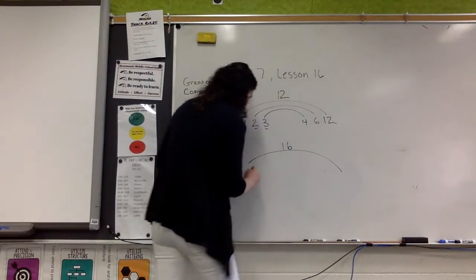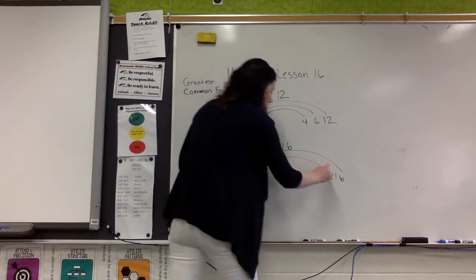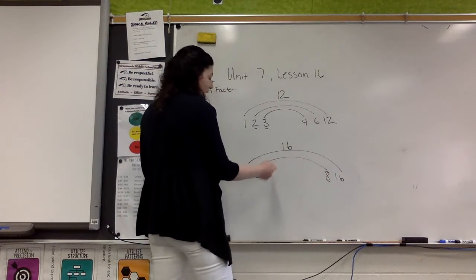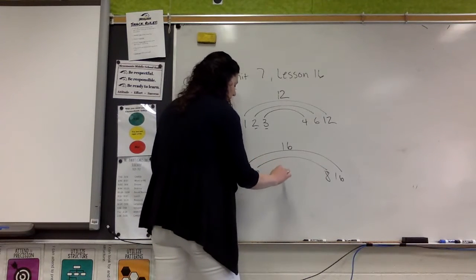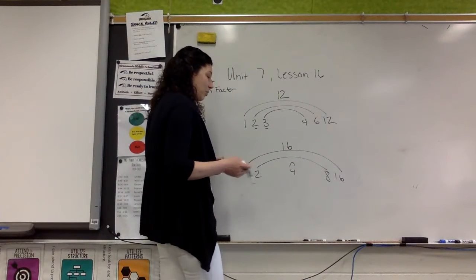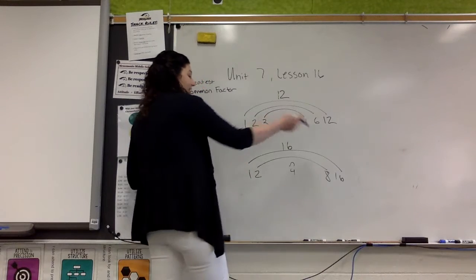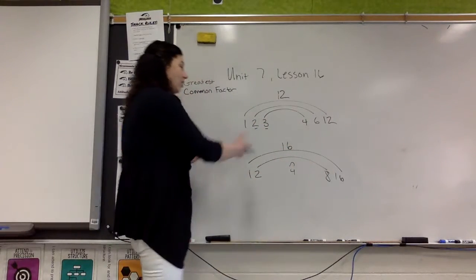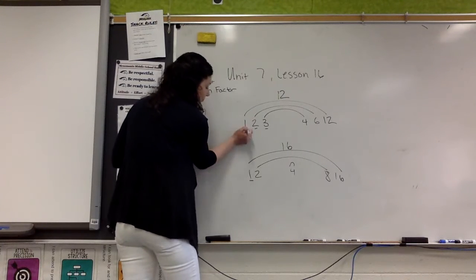So my greatest and smallest is 1 and 16. I know this is even, so 2 times 8. It's not divisible by 3. It's not divisible by 4. Excuse me, it is divisible by 4, 4 times itself. It's not divisible by 5. It's not divisible by 6. It's not divisible by 7. It is divisible by 8. I'm done. So when I look at these lists, both lists have 1 on them.